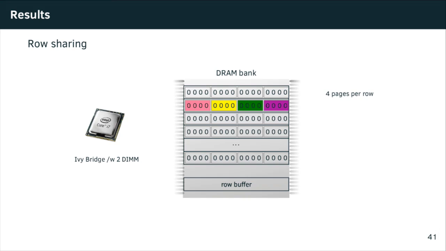But it turns out that Ivy Bridge with 2 DIMM modules has 1 bit in the lower 11 bits, turning out to be 4 pages in a row. This means that we now have 3 colors where we can get our own material in, and then we share a row with the victim. It also means that the spatial accuracy is now a half page, meaning that we're able to distinguish between handle uppercase and lowercase if they're only 2,048 bytes apart.